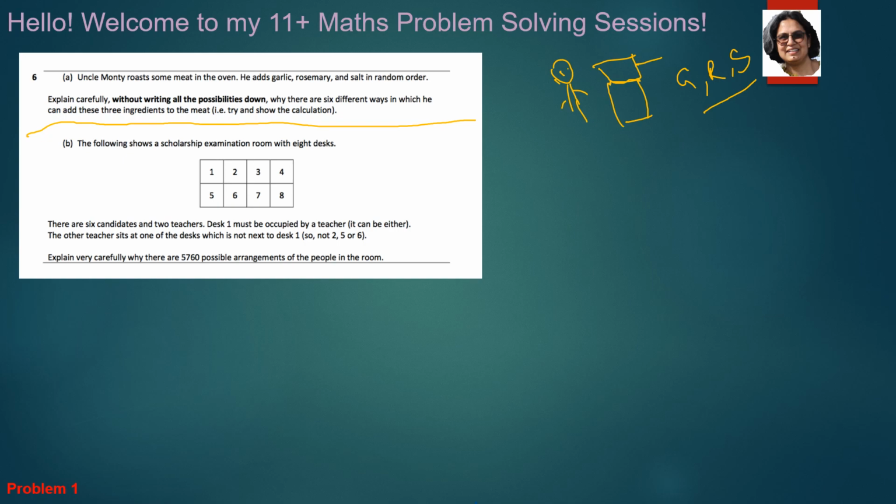So the question is, they're saying, explain carefully without writing down all the possibilities why there are 6 different ways in which he can add these ingredients to the meat. Try and show the calculation. So they've given us the answer. They want us to show how to get to that answer. But that makes it easy, I think.